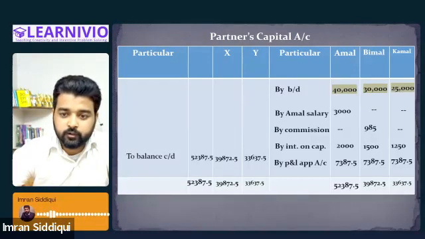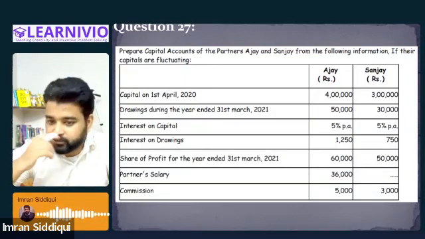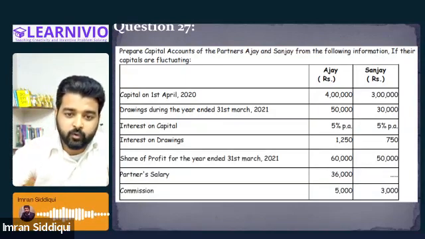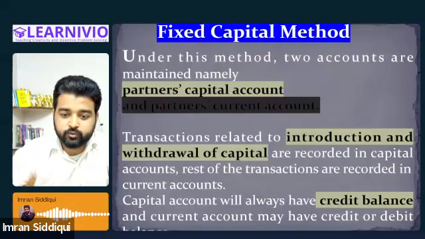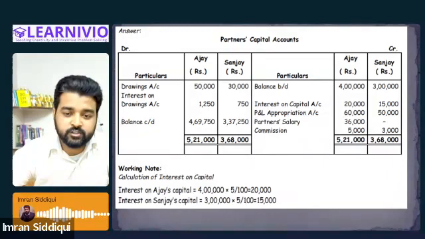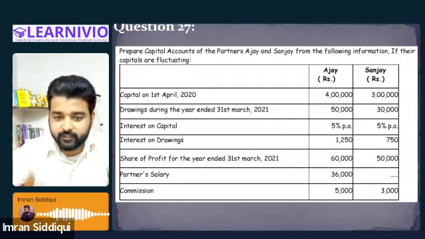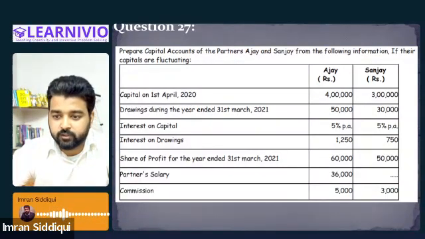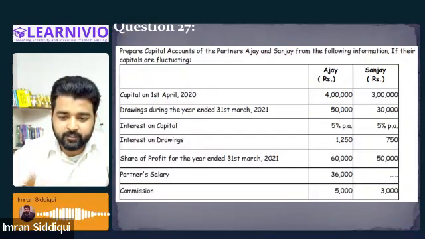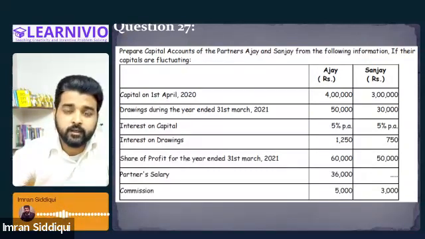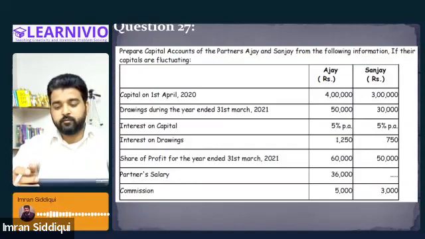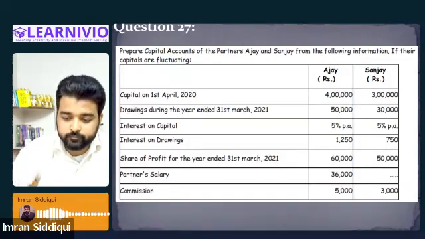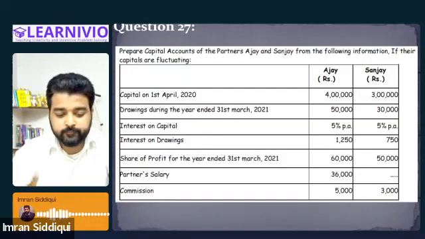Okay, all right then. Question number 27, you haven't tried it, so let's do it now. We'll do question number 27 first, and then we'll move to a new concept, which is going to be the fixed capital method. The point of discussion for today's session will be the fixed capital method. But before that, we'll finish our homework question, which is question number 27. So let's start it. In this question, we are just required to prepare the partner's capital account only. We are not supposed to prepare the profit and loss appropriation account, right? So just prepare the partner's capital account, and that too by the fluctuating capital method only.